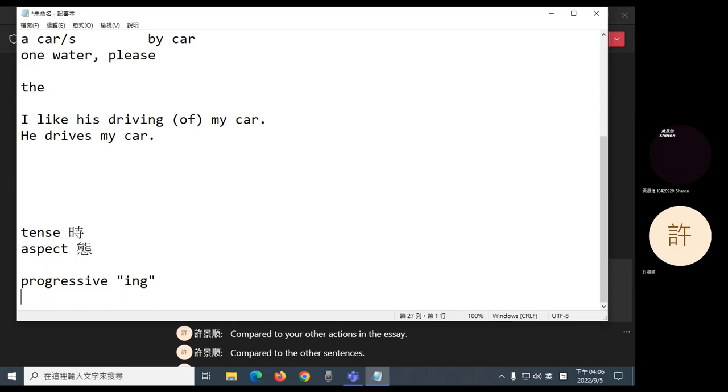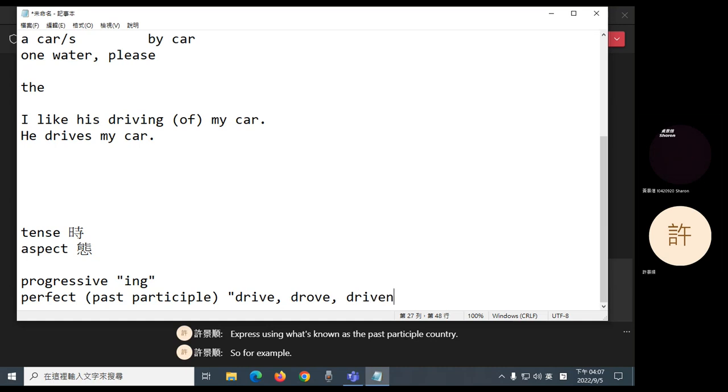The second common aspect of English is called the perfect aspect. And it is expressed using what's known as the past participle, 过去分词. So for example, the third one: drive, drove, driven. Driven is the past participle.